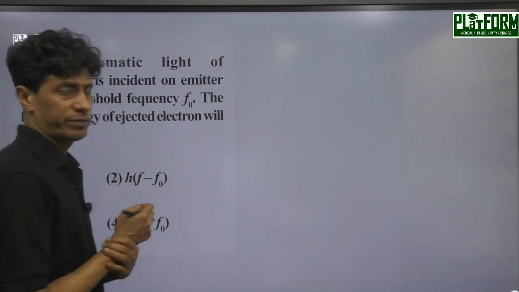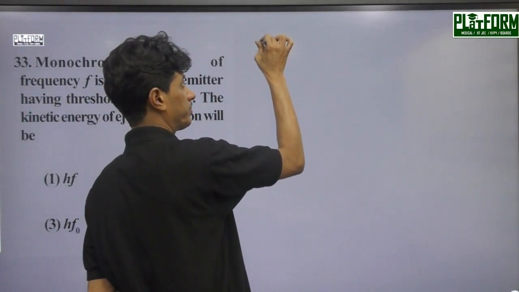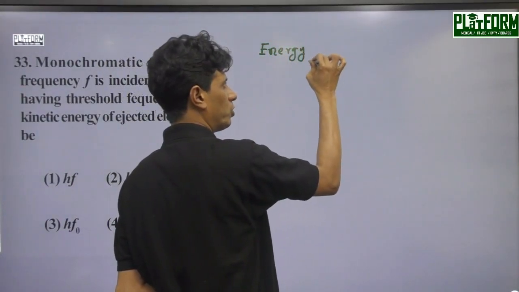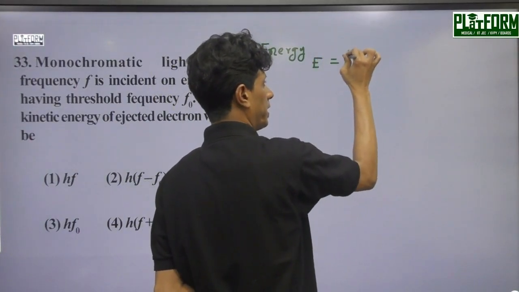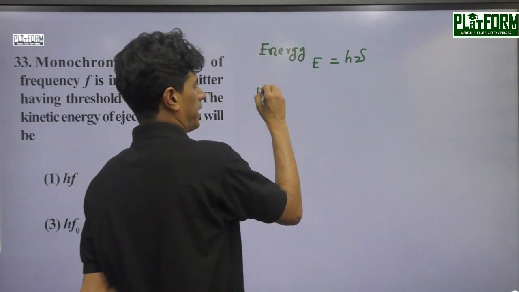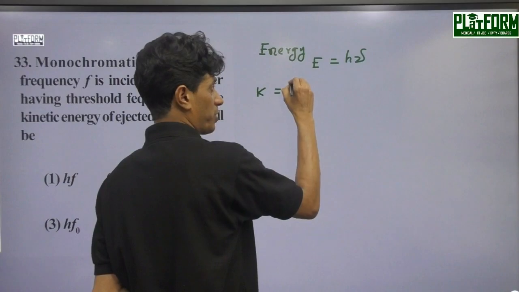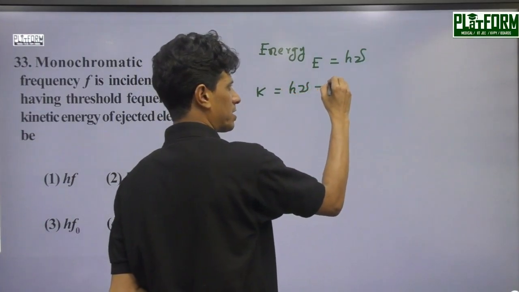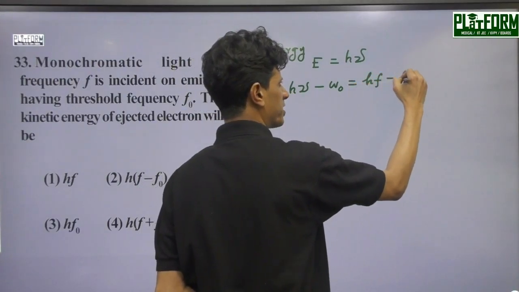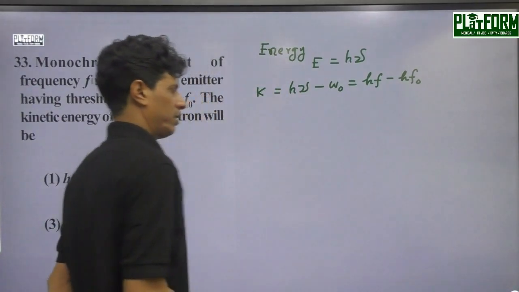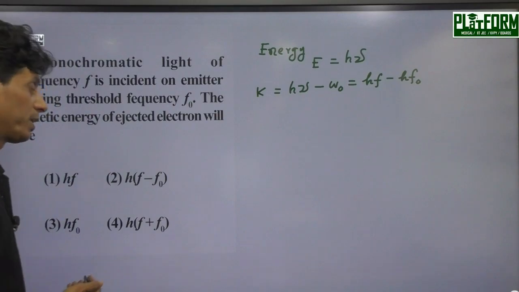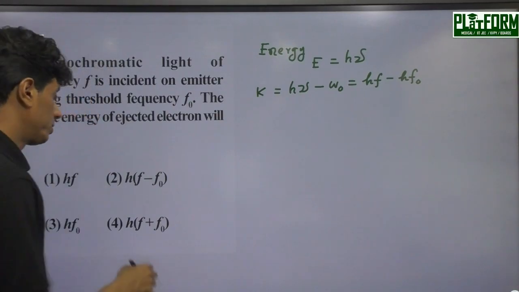Monochromatic light of frequency f. Simple problem. Energy E equal to h nu. Kinetic energy from Einstein's equation is h nu minus work function. It is given in the problem as hf minus hf naught. Very simple question. Directly you just have to write the equation of the maximum kinetic energy of the electron, and the answer is 2.